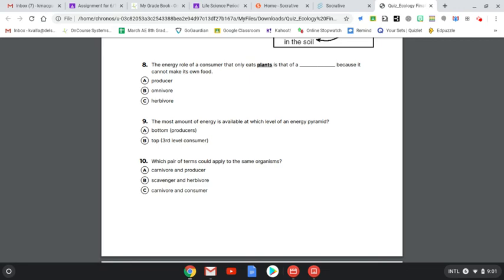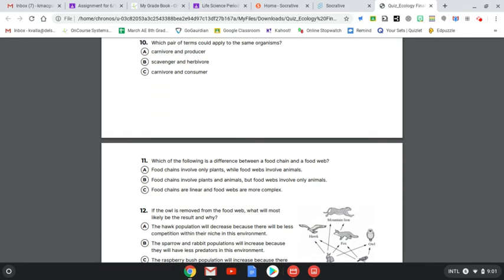Number 9, the most amount of energy that is available at which level in the energy pyramid? Is it at the bottom with the producers, or is it at the top with your top level consumers or your third level consumers? Where is there the most amount of energy? Number 10, which pair of terms could apply to the same organisms? Is it A, carnivore and producer, B, scavenger and herbivore, C, carnivore and consumer?